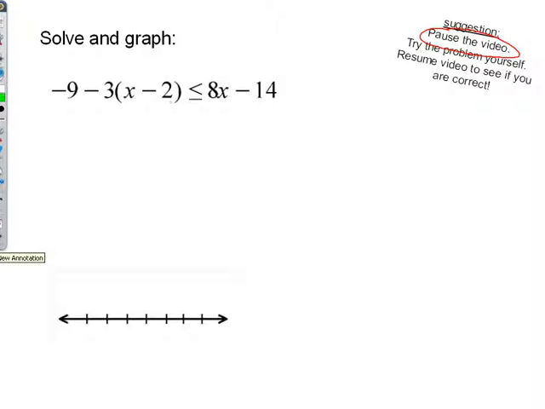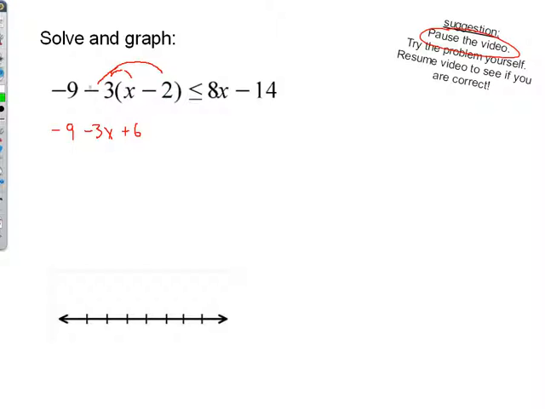I'm going to start with breaking up these parentheses. So I'm going to do a little distributive property here, and this negative right there, or subtraction symbol, could throw us off a little bit. Let's watch. That goes with the 3. So I got negative 9 minus 3x, and then negative 3 times negative 2 is plus 6.